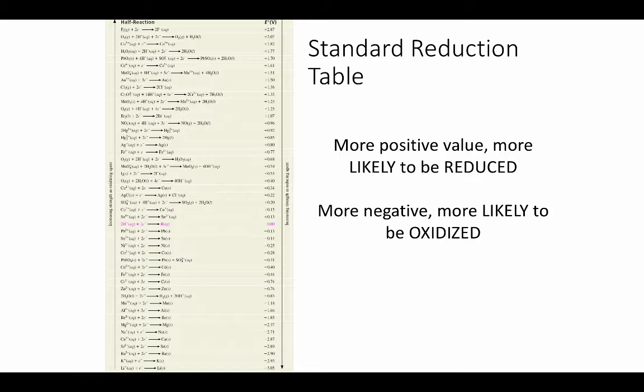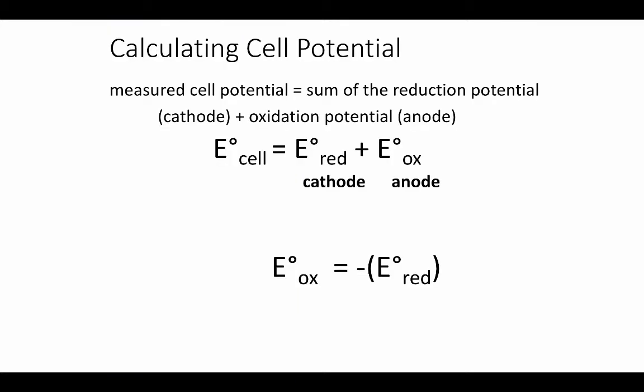Now, there's a different equation that looks very similar but is distinctly different, which looks like this. So now we still have the same idea, the standard cell potential, but now it's the standard reduction potential plus the standard oxidation potential. So now that minus sign has gone away, except it really hasn't.